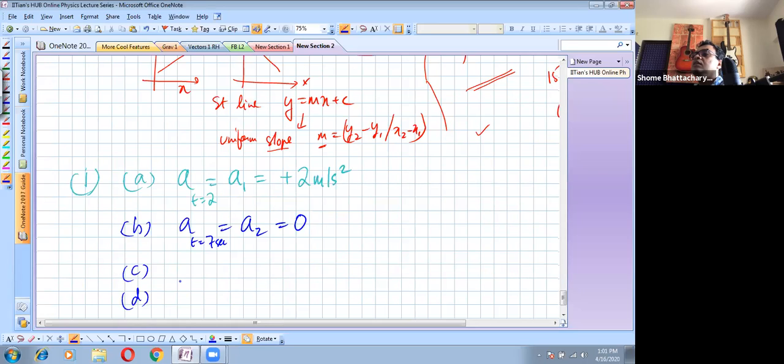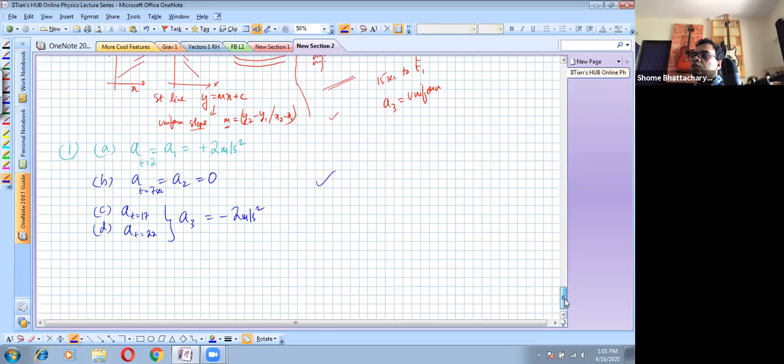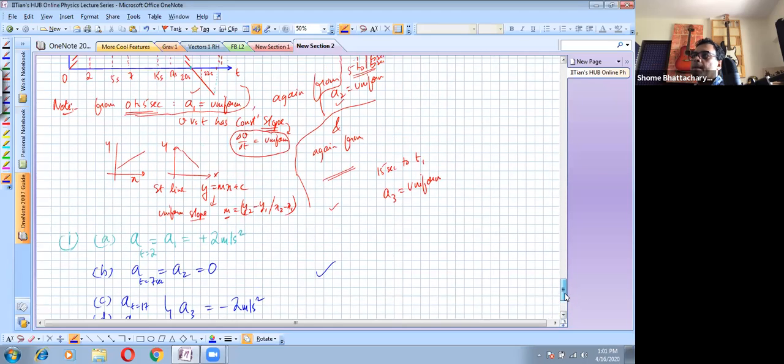The acceleration at t equal to 17 seconds or the acceleration at t equal to 22 seconds, they are both the same. They are equal to A3, which is minus 2 meters per second square. So this becomes the complete solution of the first part. I'm just zooming out a little and giving you the full screenshot of this.